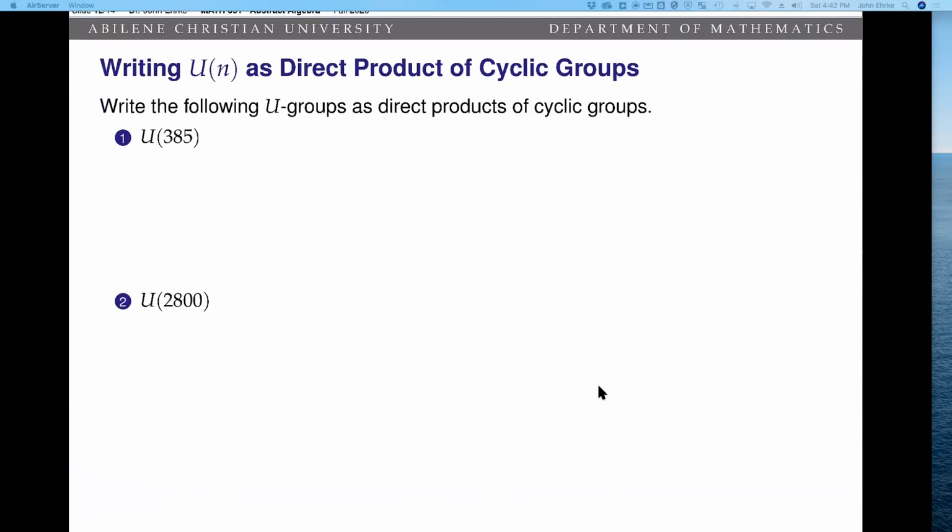All right, so let's practice this, decomposing these real quick using Gauss's theorem. So we'll start with U385. It is isomorphic to U5 times 7 times 11. So that's its relatively prime factorization, which is actually its prime factorization in this case. We know that that's isomorphic to U5, direct product U7, direct product U11.